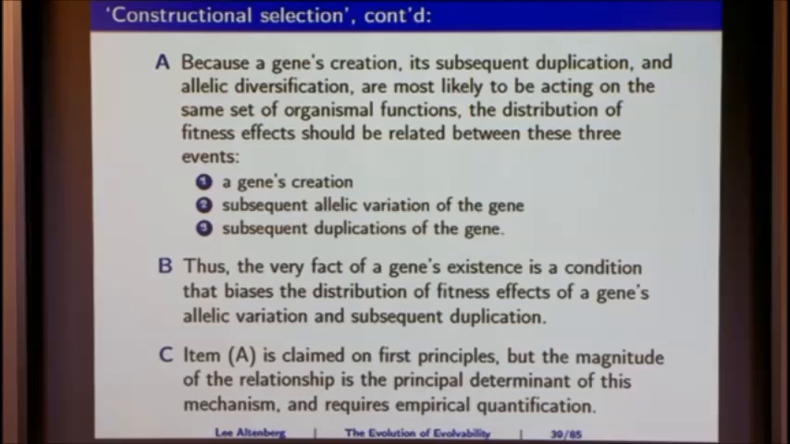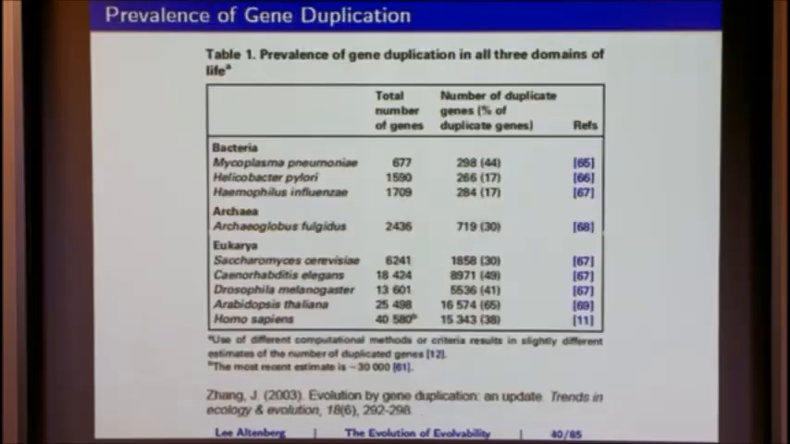So, the prevalence of gene duplication: here's a very recent paper, from 2003 by Zhang, showing the number of duplicate genes and the percent of genes that are duplicates in various species, and it's not insignificant. So it's a mechanism, it's a part of the evolutionary gemisch.